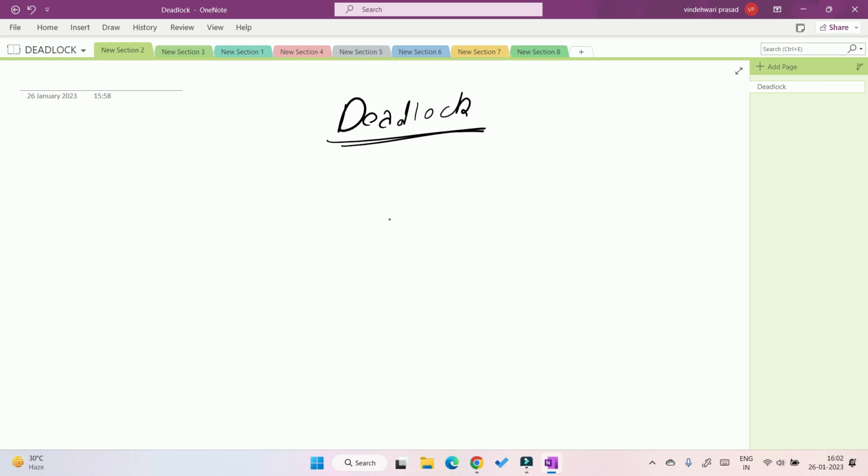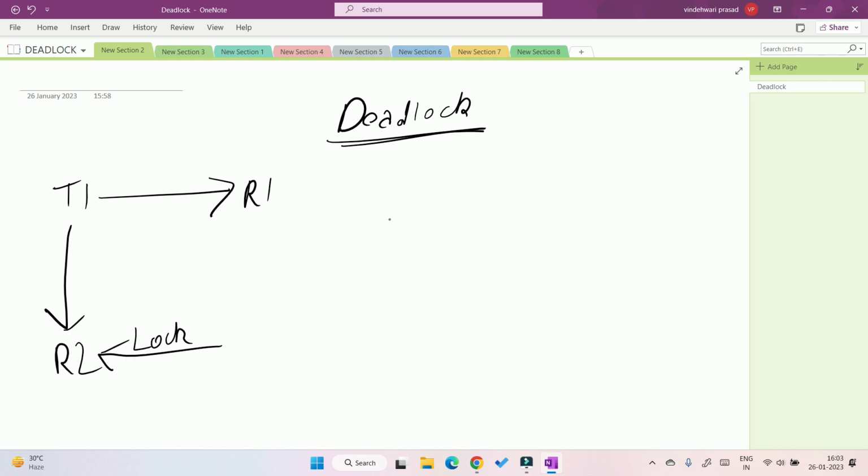What is deadlock? Suppose there is one thread T1. It has locked a resource R1. Now thread 1 only releases R1 when its process gets complete, and to complete that process it needs another resource, that is R2. But R2 is locked by another thread T2, and T2 only releases R2 when its process gets complete, and T2's process only completes when it gets R1. So in this situation, no thread will get both the resources. So this situation is called deadlock.